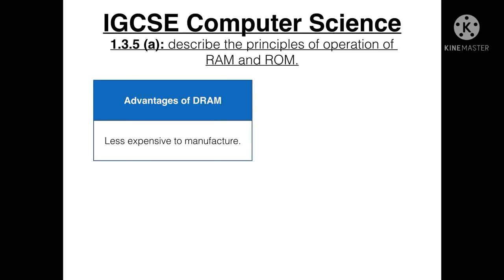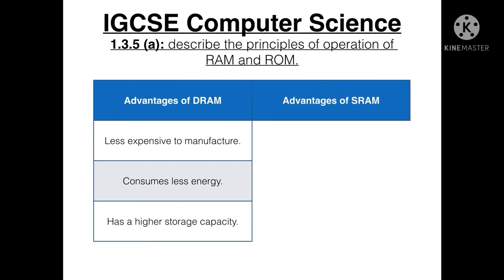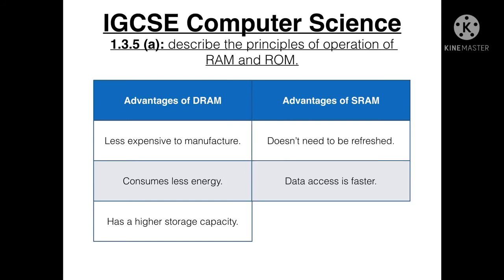So let's look at advantages of DRAM. It's less expensive to manufacture, it consumes less energy, and it has a higher storage capacity. Advantages of static RAM: it doesn't need to be refreshed, data access is faster, and that's it. You could probably think of a few more if you look online, but this is a pretty basic understanding of the advantages of DRAM and SRAM.